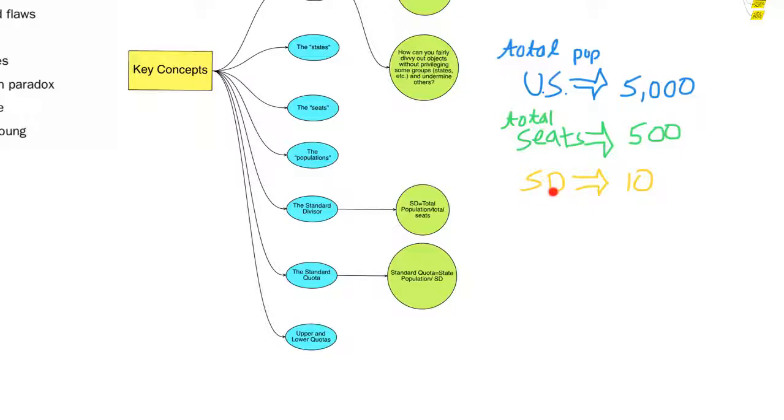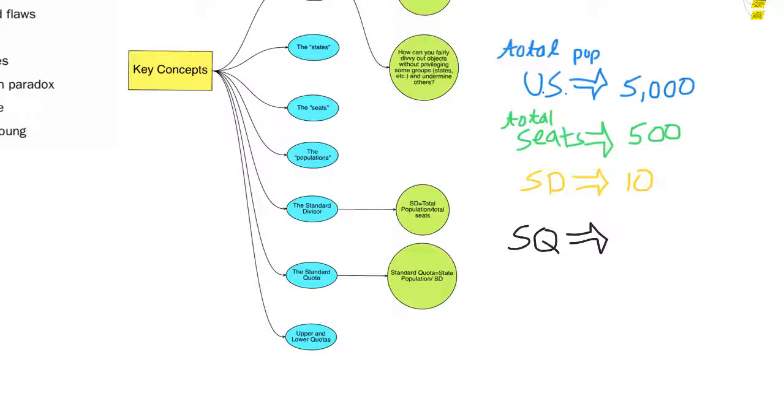Now, once again, the standard divisor is calculated by dividing the total population of the country by the total number of seats in Congress. And once again, the standard divisor lets you know how many human beings each seat in Congress represents. So each seat in Congress represents 10 total human beings. So that's a way of thinking about it. Now we're moving on to the next concept, which is the standard quota. And the standard quota is as follows. It is the state population divided by the standard divisor.